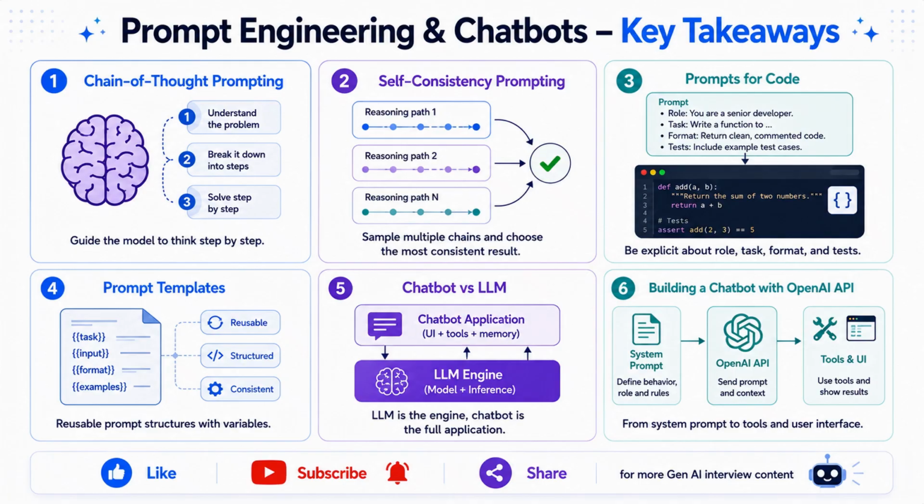Chain of thought prompting, guiding the model to think step by step. Self consistency prompting, sampling multiple reasoning paths and choosing the most consistent answer. Designing prompts for code, being explicit about role, task, format, and tests. Prompt templates, reusable prompt structures with variables. Chatbot versus LLM. The LLM is the engine, the chatbot is the full application. Building a chatbot with the OpenAI API from system prompt to tools and UI. These concepts come up constantly in GenAI interviews and real world projects.